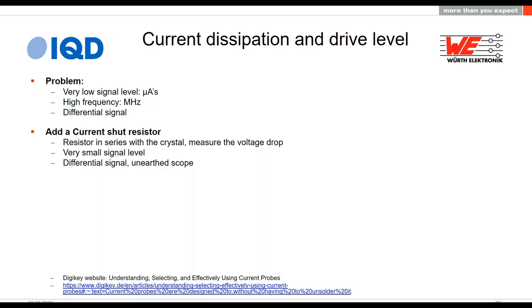As I said, the problem is you've got a very small signal level and you've got a differential signal, so you're going to need an unearthed scope, which I'm not fond of, that tingly feeling you get when you touch the tip of that probe myself.